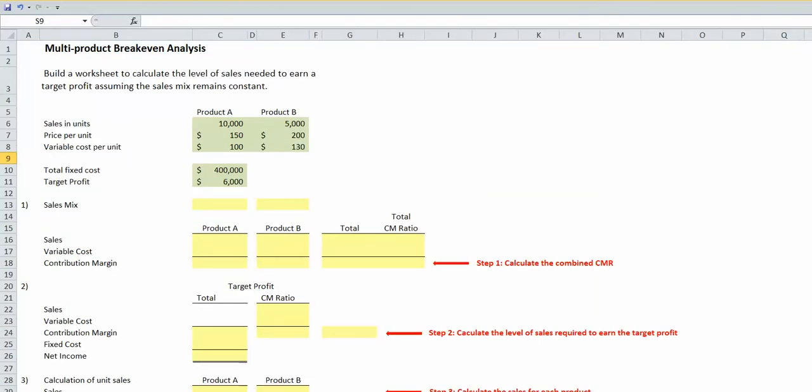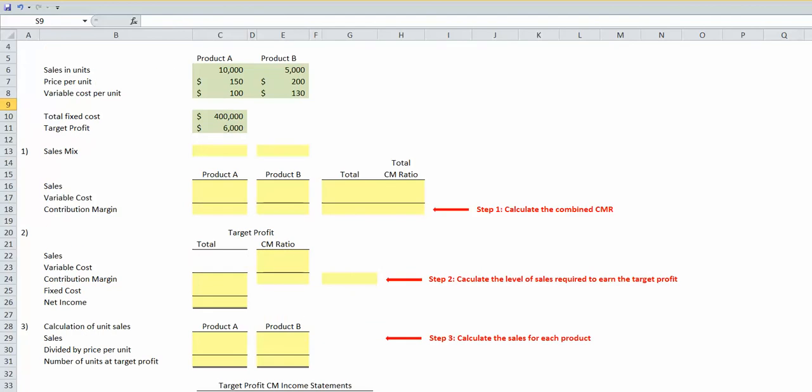Next, let's consider a multi-product break-even analysis. This is the same assignment, or similar to the assignment you're going to need to build for an Excel worksheet for homework. We have 3 steps. First, we're going to calculate our combined contribution margin ratio. Next, we'll calculate the level of sales required to earn our target profit. Finally, we'll calculate the sales for each of our individual products.